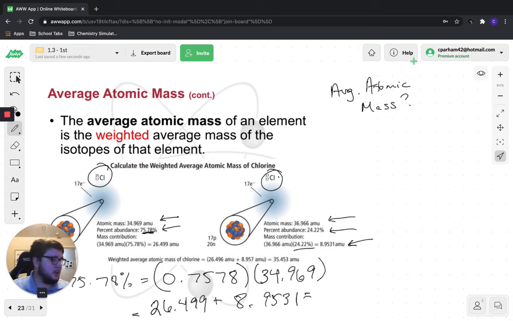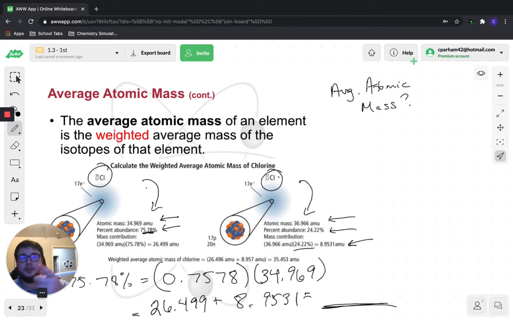Add those up on your calculator, and whatever you get as your answer will be your average atomic mass. You find how much of your mass is a contribution from this isotope, how much of your mass is a contribution from this isotope, and then just add them up.